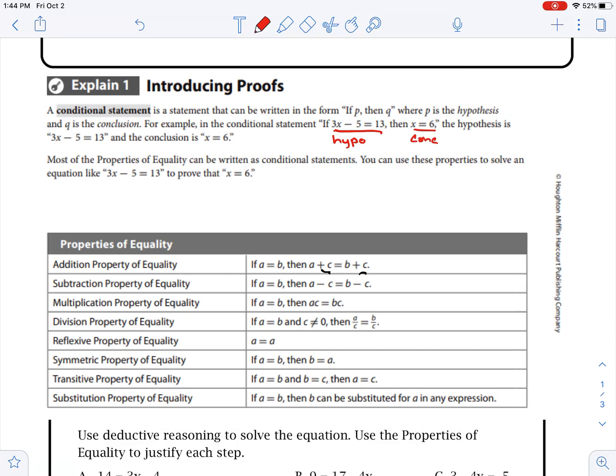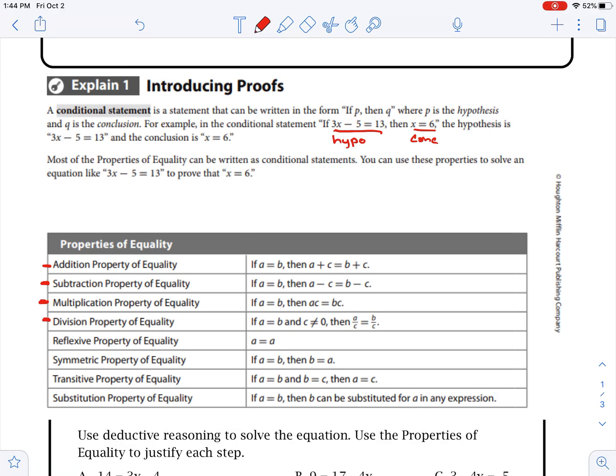As we look at it, we're going to be setting up a lot of if-then statements throughout the year. Our reason for proofs is to show why it's the case, not just to say, yeah, that's the case. Properties that you've been working with for a while are the addition, subtraction, multiplication, and division properties. These are all properties that you've used regularly.